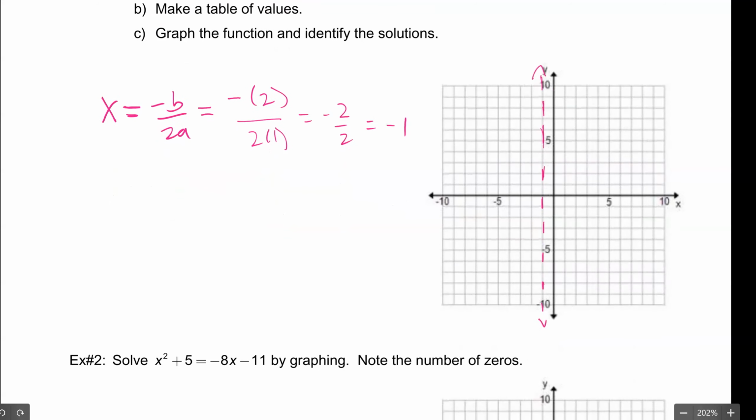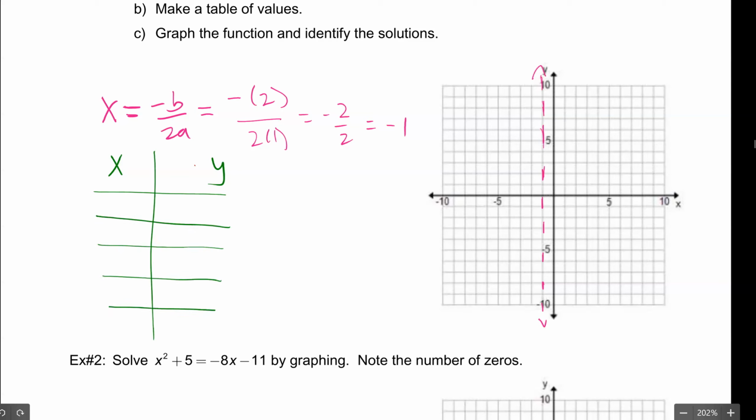Okay, make a table of values. So here's my x, here's my y. I'm going to pick a couple of points, and they're all going to be around my axis of symmetry. My middle one I'm going to put as -1. And then I'm going to pick the values around it: 0, 1, -2, and -3.